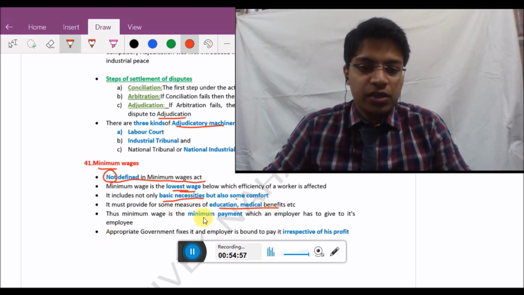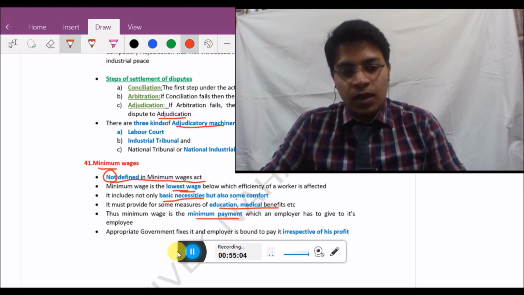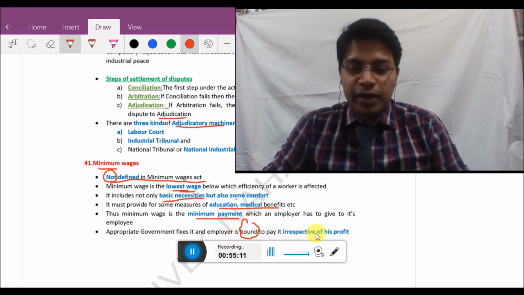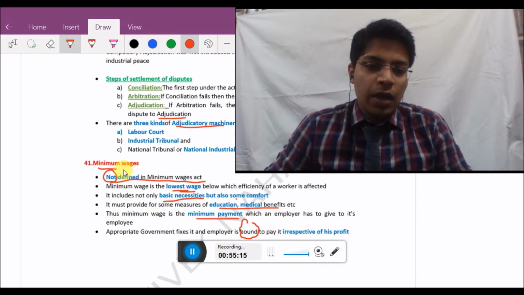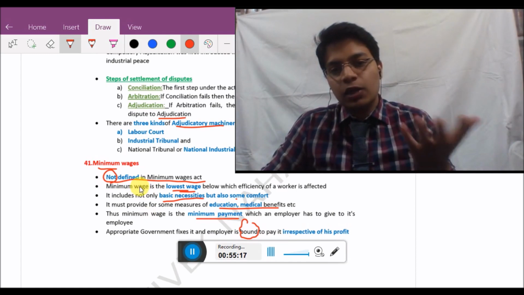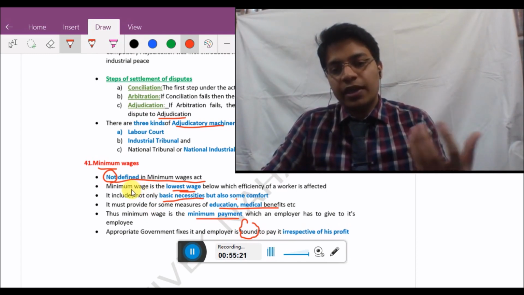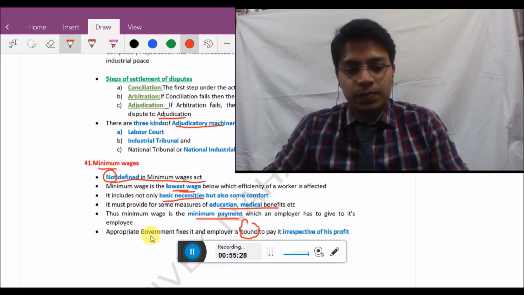Thus, minimum wage is the minimum payment which an employer has to give to its employee. Appropriate government fixes it and the employer is bound to follow it. Employer has to follow irrespective of his profit. So what is minimum wage? Minimum wages are not defined in the Act. These are the lowest wage, which includes some amount of comfort also. Basic facilities like education, medical benefit. These are fixed by the government and the employer is bound to follow them.